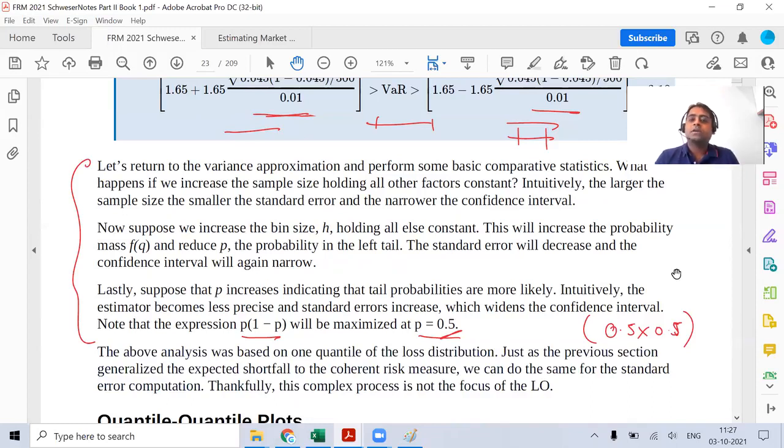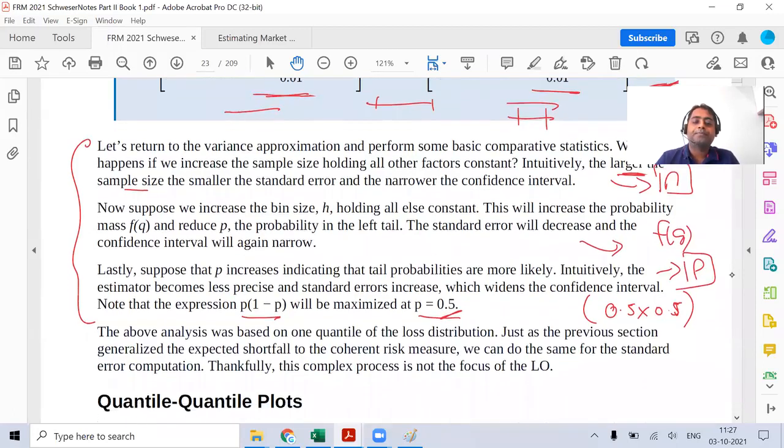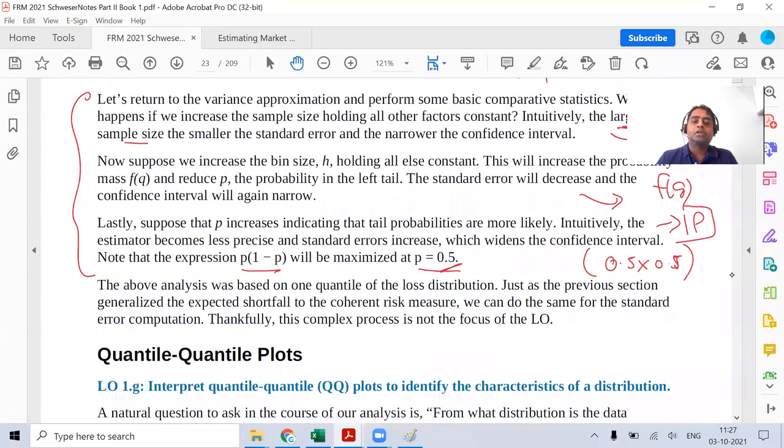Okay, the first situation that I talked about is this N. The second situation that I talked about is FQ. And the third situation I talked about is P. Also read the last line. Read the last paragraph. What they're talking about is that the way we have found a confidence interval for VAR, we can do the same for expected shortfall also.